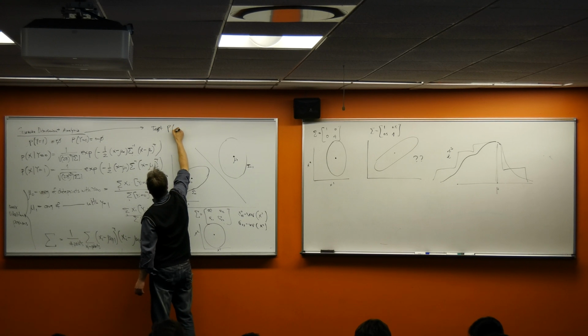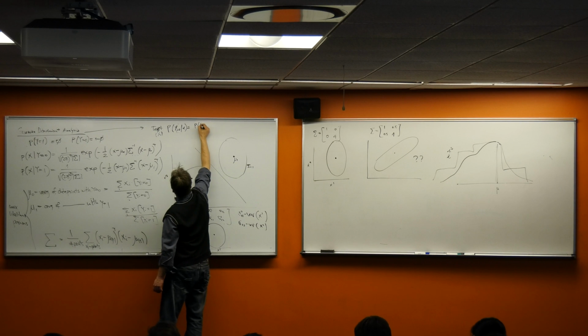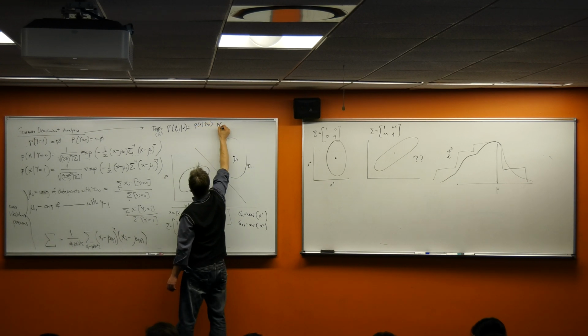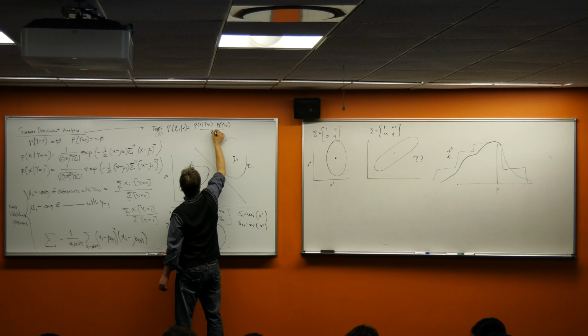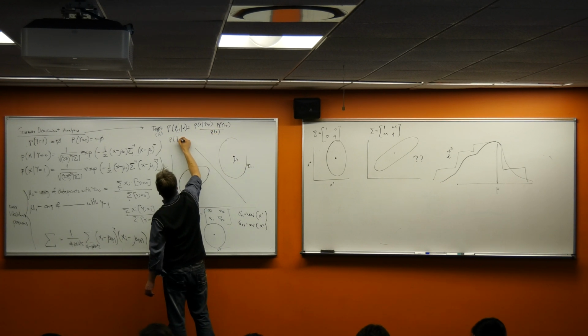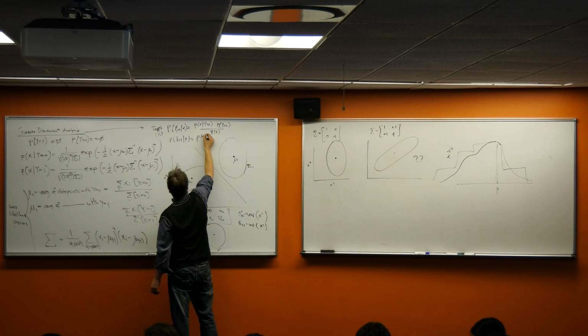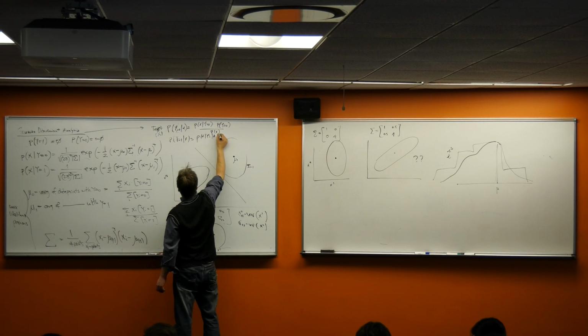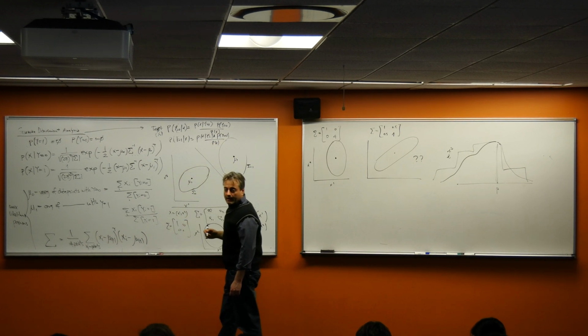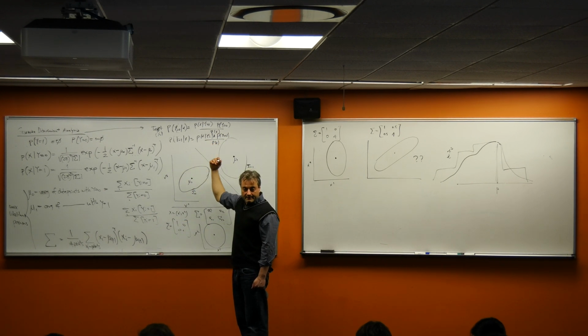I compute P of X given Y, for a given data point X. From there, actually I want P of Y equals 0 given X, which is P of X given Y equals 0 times P of Y equals 0 divided by P of X, and then P of Y equals 1 given X, P of X given Y equals 1 times P of Y equals 1 divided by P of X. And I say whichever one is bigger, I'm going to predict that class.